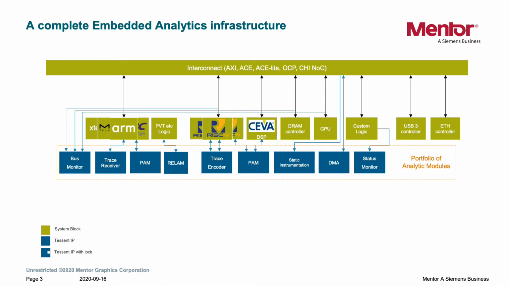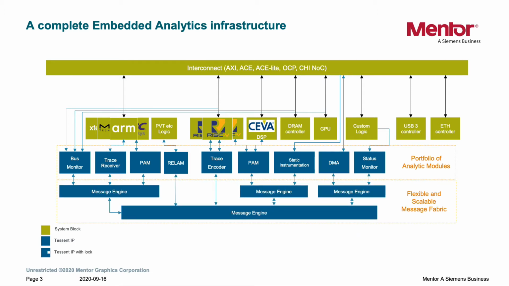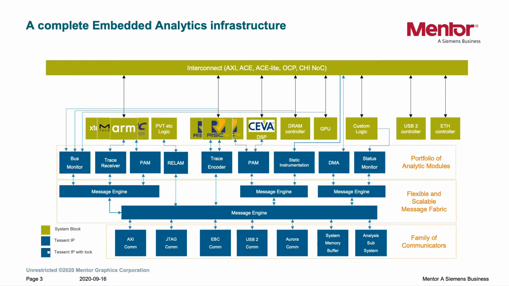The first is what we call our analytic modules. As the name suggests, these are smart monitors that gather and pre-process data from the various function blocks on the chip. For configuration, data collection and cross-triggering, we have a flexible and scalable message fabric connecting all of our IPs together. And obviously, the IPs also need to interact with software. That might be analytics software running on the main system, or you might use a dedicated analysis subsystem directly connected to the embedded analytics message fabric. Or again, you might want to go off chip, for instance to an IDE, as we'll see in a few minutes.